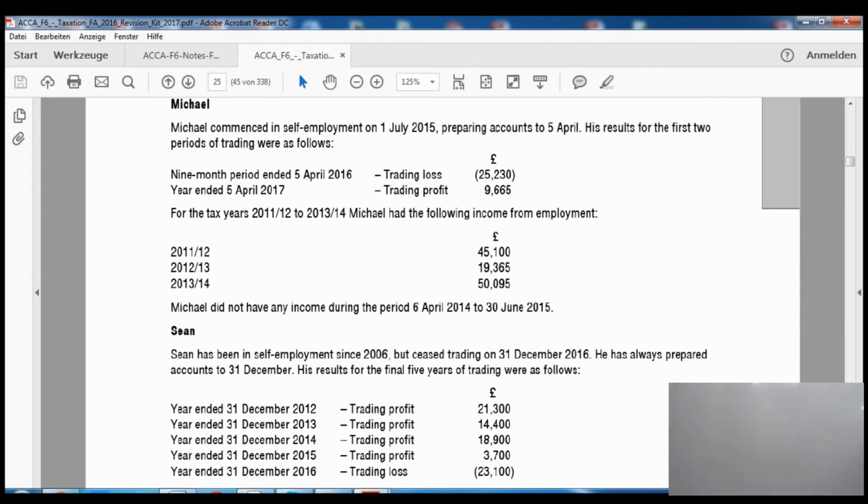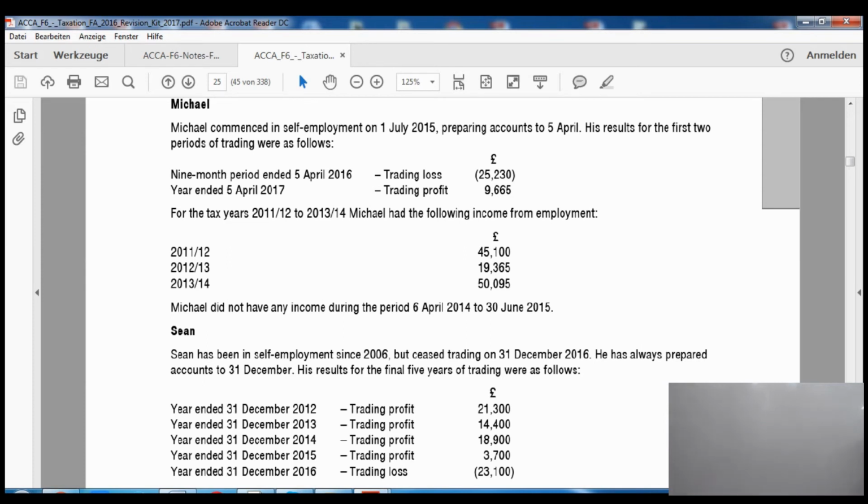Now, if you remember from your notes, which we have seen minutes ago, because his loss is 25,230, this loss is in the first year of trade. We know that if there is a loss in the first 4 years of trade, then the early years loss relief can be claimed. How can we claim it? Early years loss relief can be claimed against the previous 3 tax years, but it will be on the FIFO basis, first in first out basis. First in first out means earliest year first, then the second year, then the third year. After that, he's got some trading profit as well, 9,665.